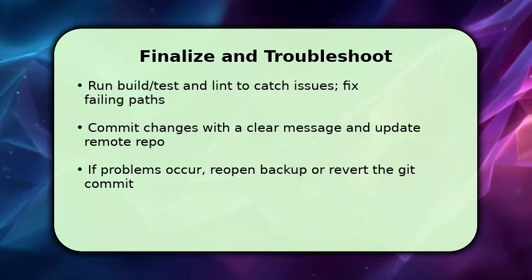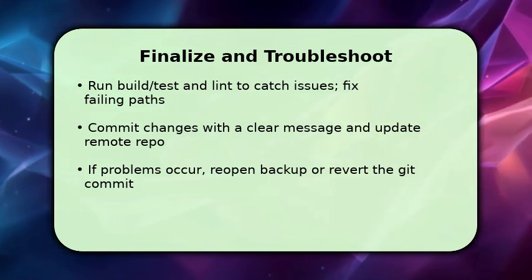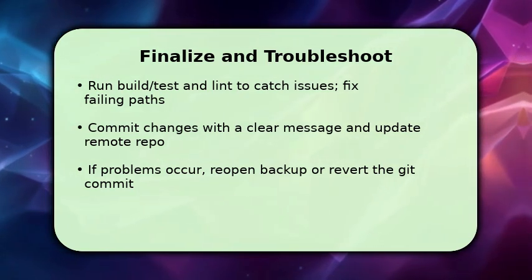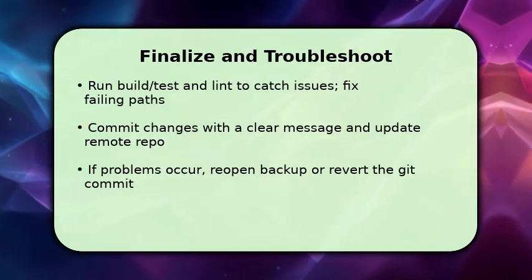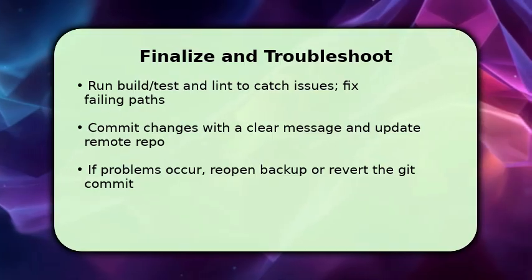Finish by running your build, tests, and linter to catch any missed references. Fix failing import paths or configuration entries as indicated. Once green, commit with a clear message and push to the remote repository so collaborators get the new name.